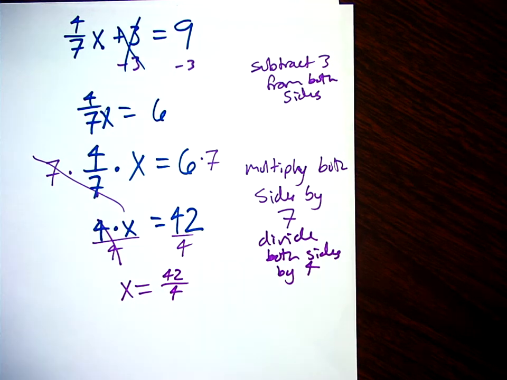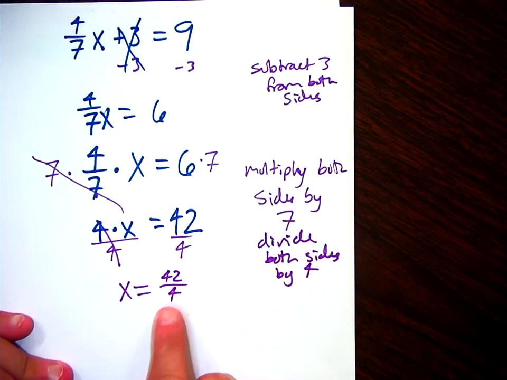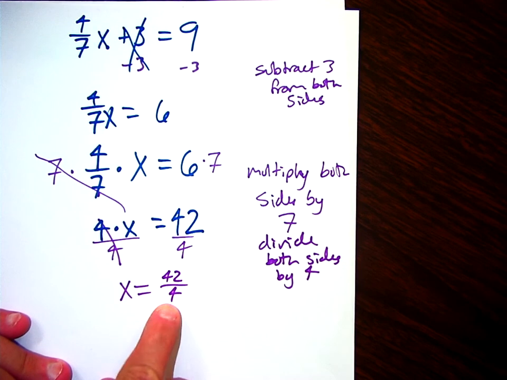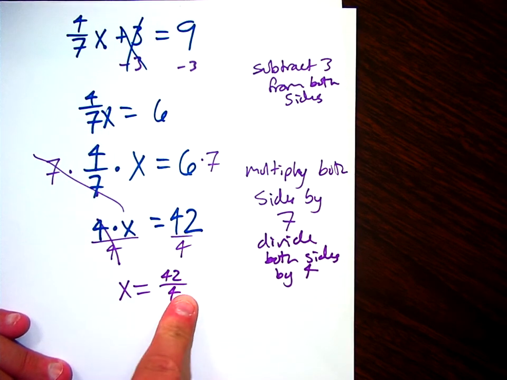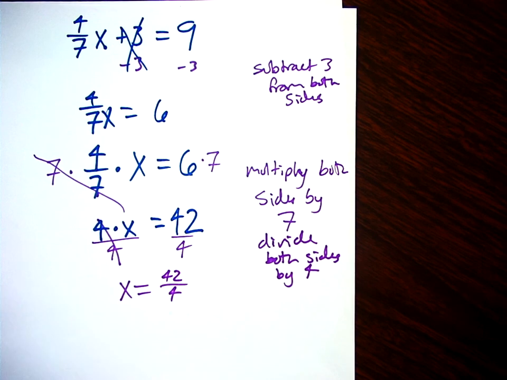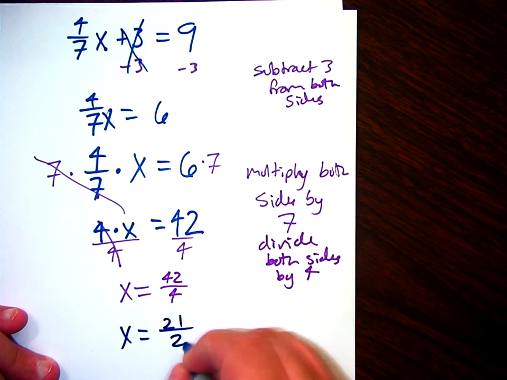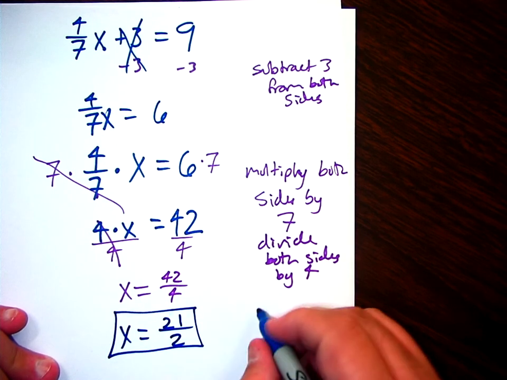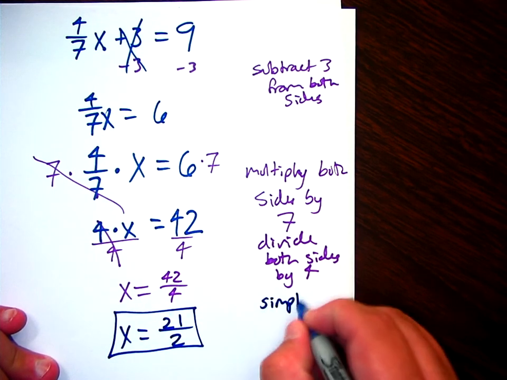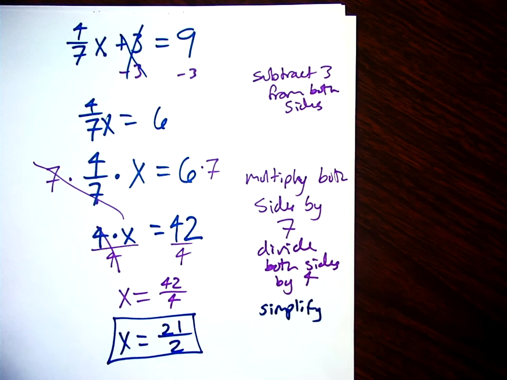Now, we can simplify this, right? So we're going to simplify this, put this in the simplest form. We're going to reduce this fraction by a factor of 2. So if we divide both the top and bottom by 2, you will get x equals 21 over 2. And that's simplifying the fraction.